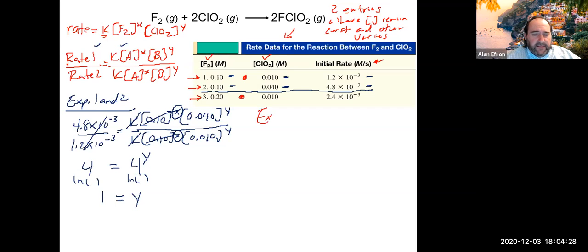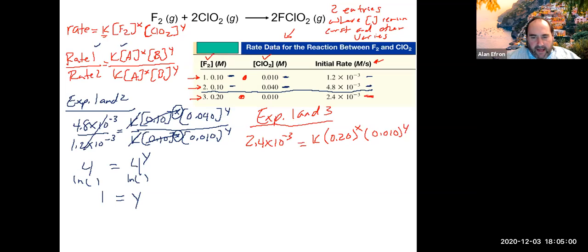So if we look at experiments 1 and 3 and basically do the same thing, again, experiment 3 has the larger rate. So I'm going to put all those values up on top. So that's going to give me 2.4 times 10 to the -3, I hope, equals K times the concentration in experiment 3 for our F2, which would be 0.2 to the X and 0.01 to the Y. And again, everything on top is from experiment 3 from the table. Everything on the bottom is going to be from experiment number 1.